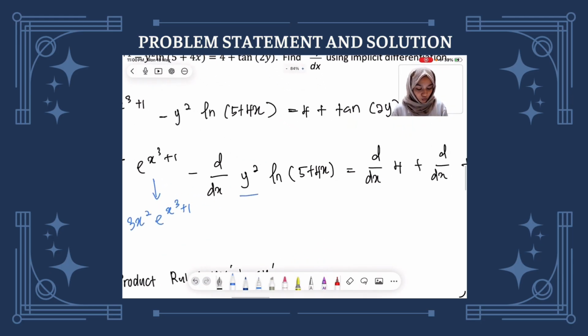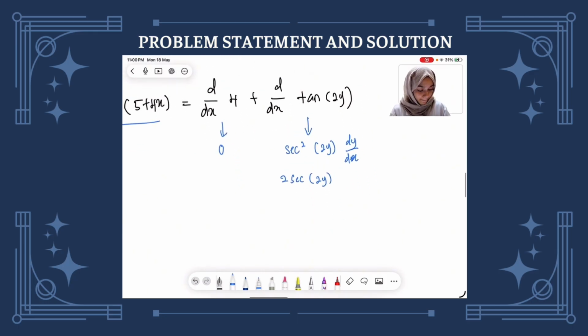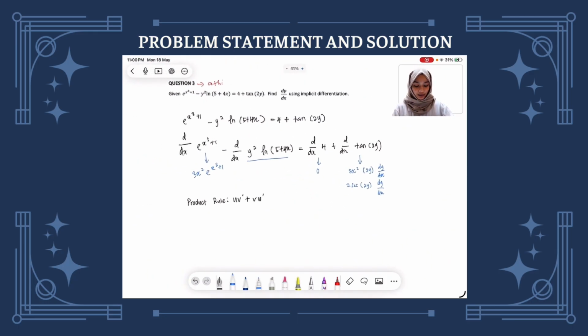I am going to hold this first, and then we move to this. d over dx of 4 is going to be 0 after we differentiate it. And then tangent of 2y is going to be secant squared 2y dy over dx. When we differentiate it, it's going to be 2 secant squared 2y dy over dx.